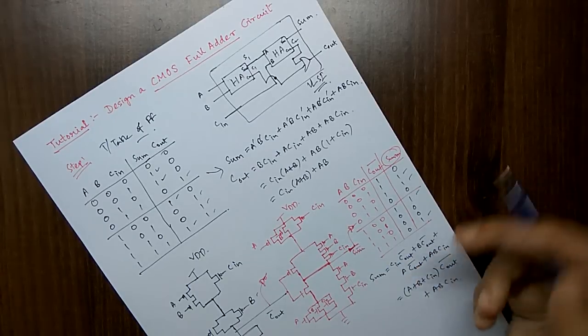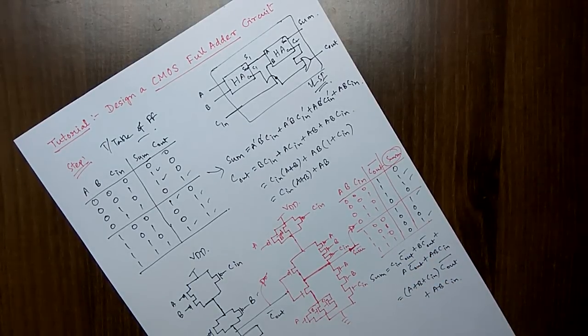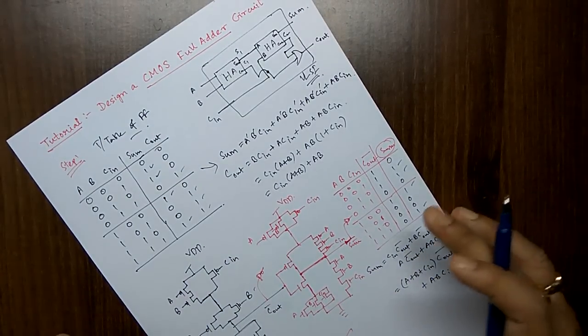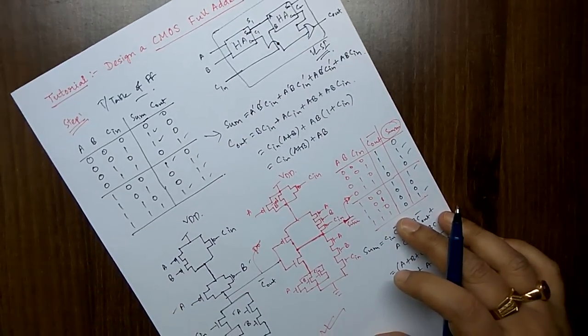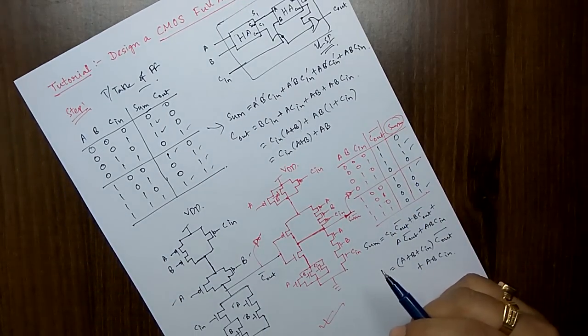So this is how we need to design the sum and carry. So this is how you have to go for the CMOS VLSI full adder circuit. This is how you need to draw the CMOS VLSI full adder circuit.